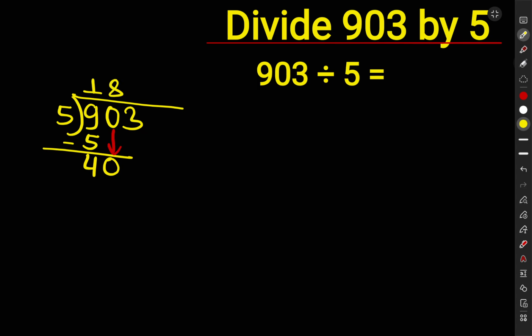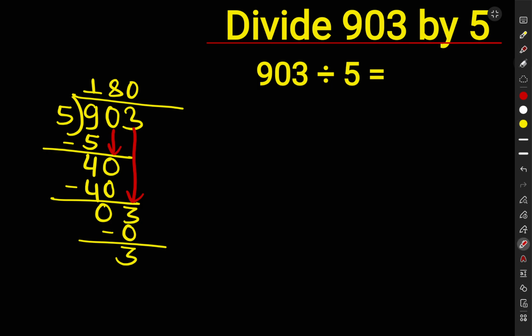So 5 times 8 is 40. On subtracting we get 0. So again we put down this 3 and 5 times 0 means 0. On subtracting we get 3. So now we have no other number to put down.